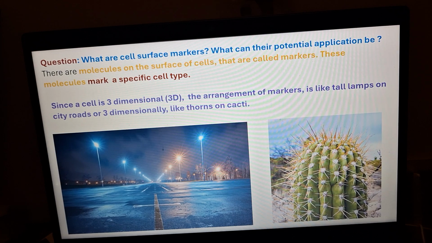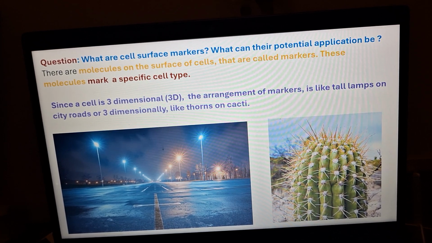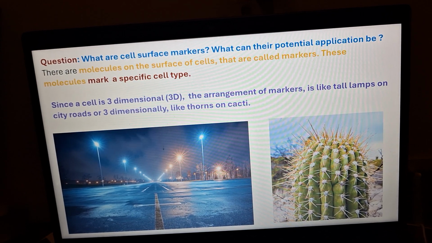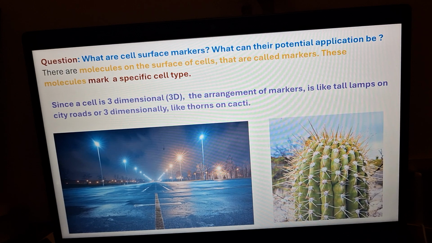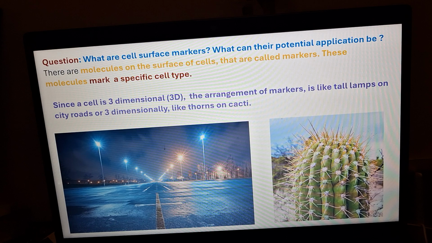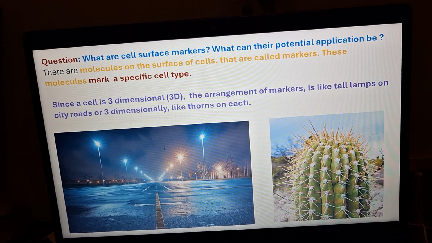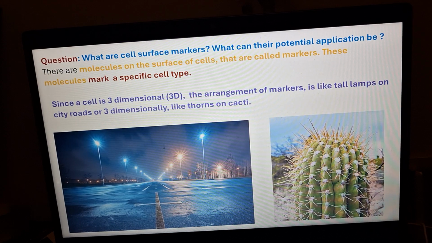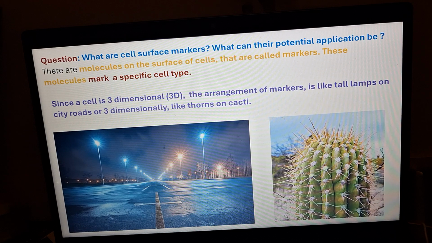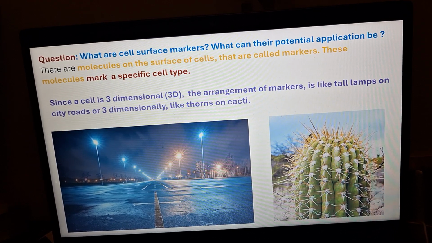Now, the real life example that comes to my mind that can be used for describing a cell surface marker is that markers are arranged on the surface of the cell like tall lamps on city roads, which is shown on the left side of the slide. However, a cell is three-dimensional, and therefore the arrangement of markers on the surface of the cell is shown on the right hand side, like thorns arranged on cacti.